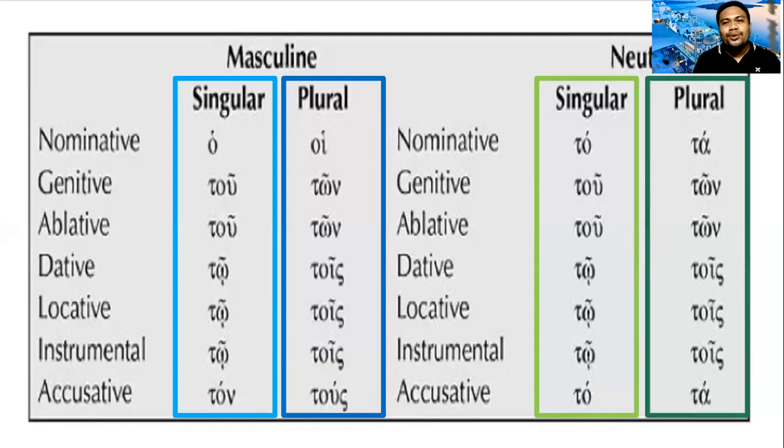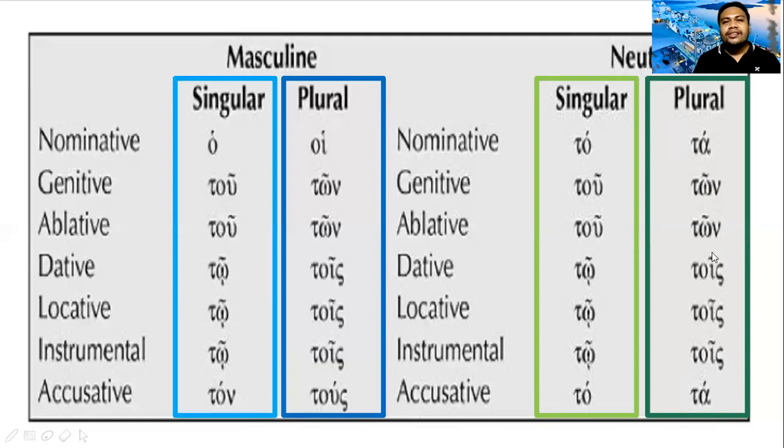So in the nominative plural form, the omicron was changed to alpha. So it becomes ta. And then the genitive and ablative is similar to that of the masculine, ton. So no need to worry. And finally, in the dative, locative, and instrumental, it is still the same as that of the masculine, and that is tois. And accusative. Notice that accusative and nominative in singular and plural are the same. So in the plural, it is ta.